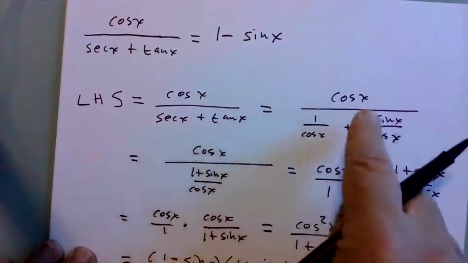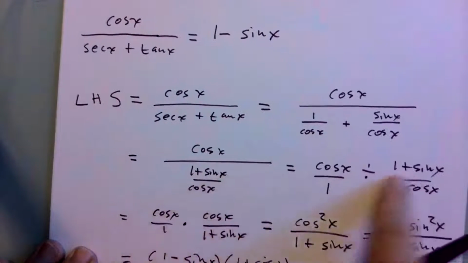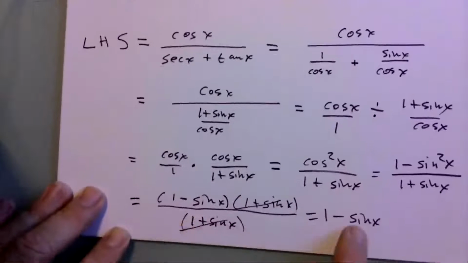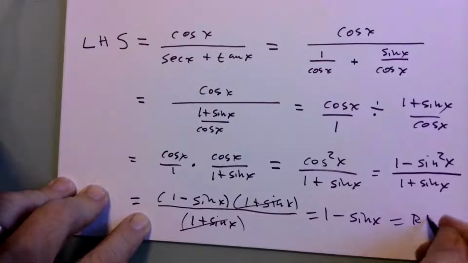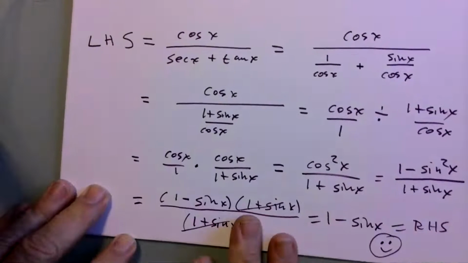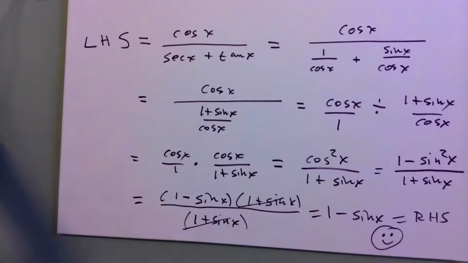Left-hand side equals this, equals this, equals this, which equals the right-hand side. So that finishes the problem for us. We've gone through a string of equal signs to show that the left-hand side equals the right-hand side, and that is how we prove that identity.